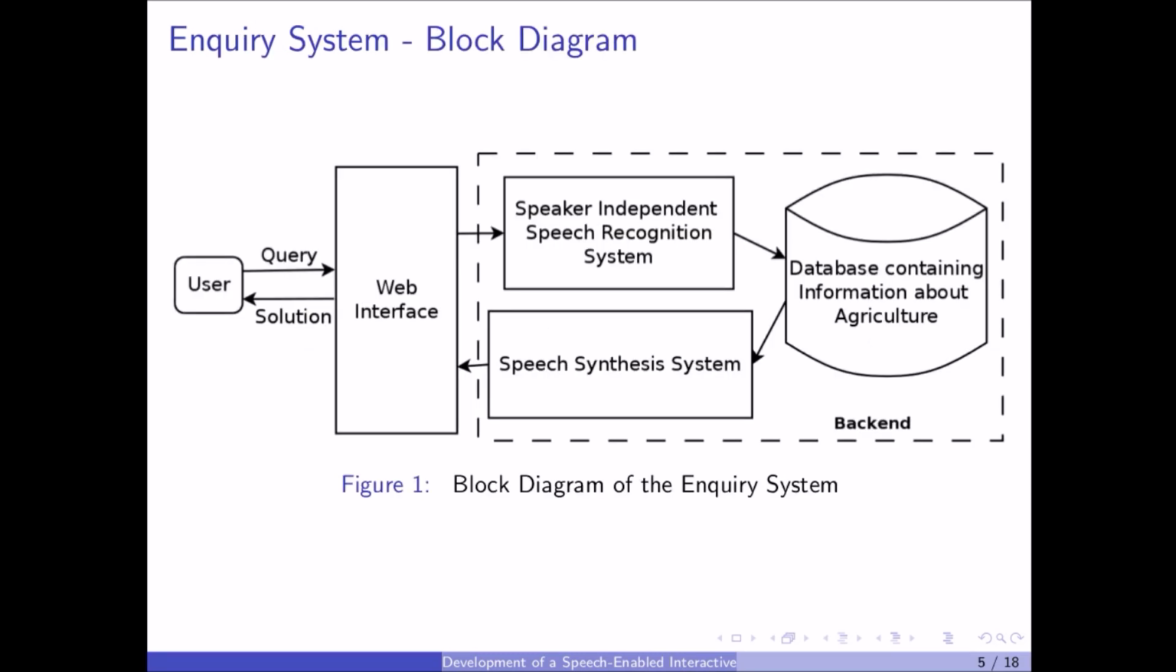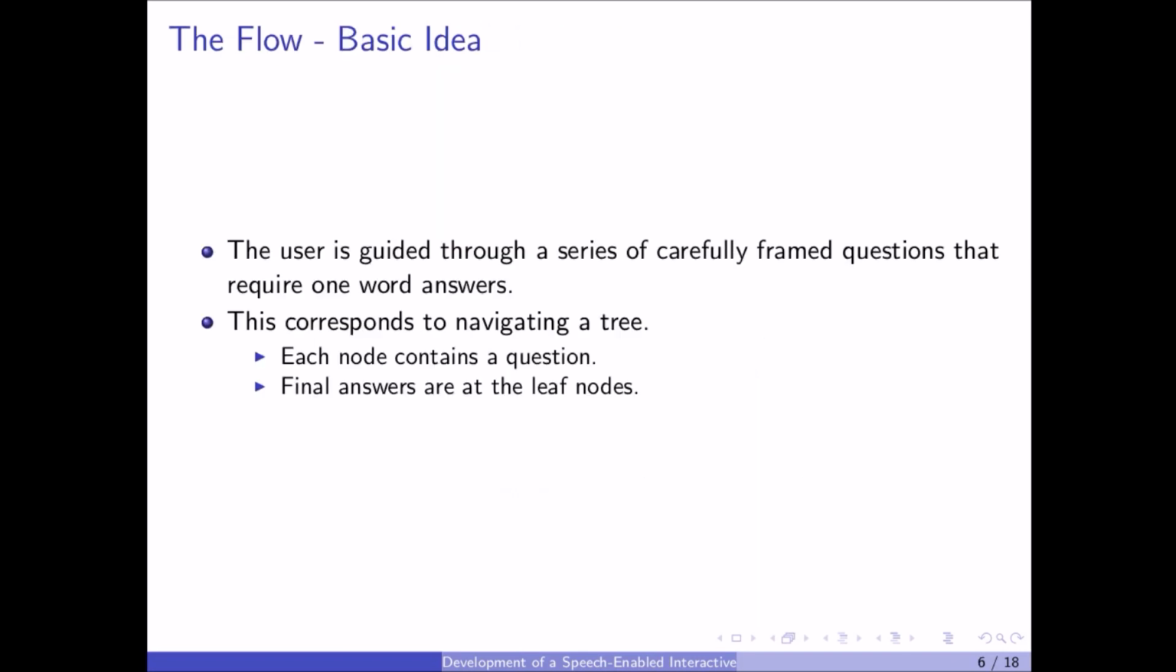This here is the block diagram of the enquiry system itself. We will look into each of these segments in detail soon, but what I want to point out in this block diagram is that we have mainly four components. The web interface is one, which is the front end. The speech recognition system, the speech synthesizer, and a database containing information about agriculture. We will look into each of these now. Before that, I want to focus on the basic flow of the enquiry system also.